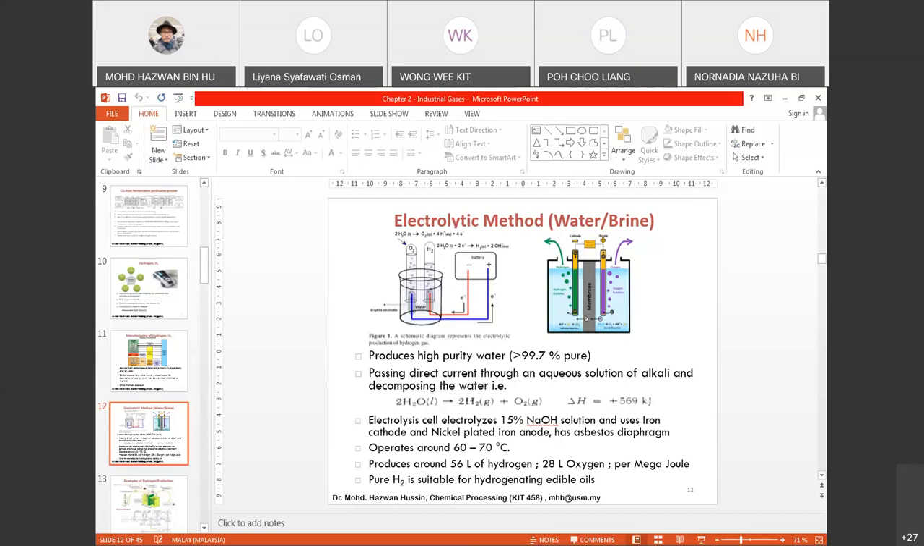So pure hydrogen gas is suitable for hydrogenating edible oil. So as I said, most of the application of hydrogen gas is basically on the hydrogenation process. So it is important to use a very pure hydrogen gas, and in order to obtain highly pure hydrogen gas, you can produce it from electrolytic methods.